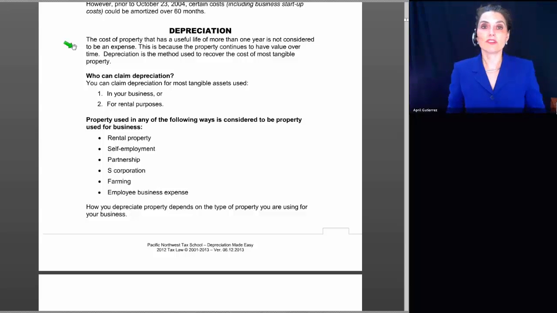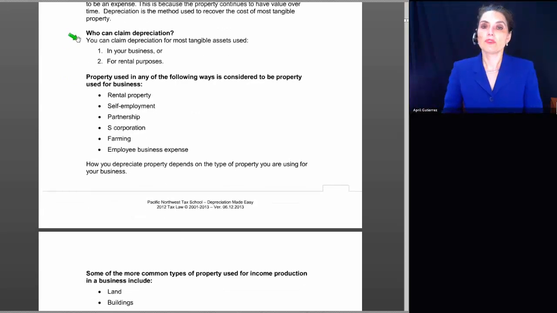You could return it to the store where you purchased it and get your money back. You could use it for a year and then sell it. Even after a year, it's still going to be worth something. Certainly not what you paid for it, but it's going to be worth something. And that computer is going to be able to assist you in your business, reasonably speaking, probably 5 years. And so that's why it's not considered to be an expense, because it continues to have value over time. So the way you recover the cost of that computer is through depreciation.